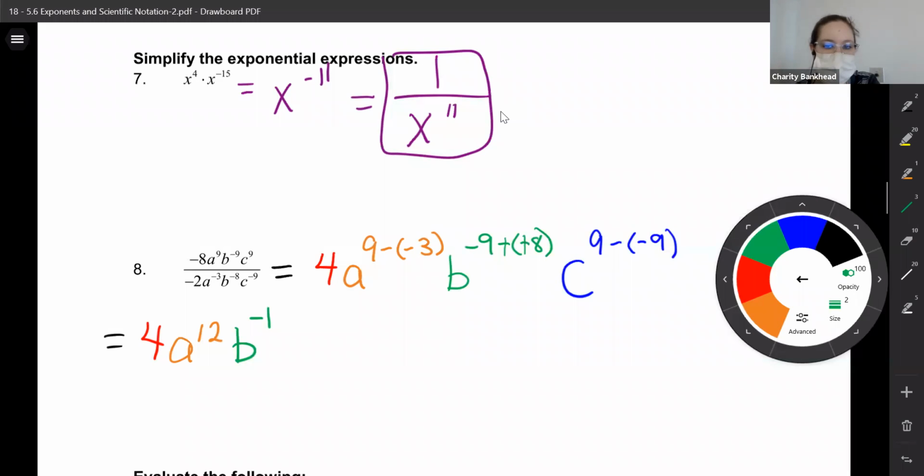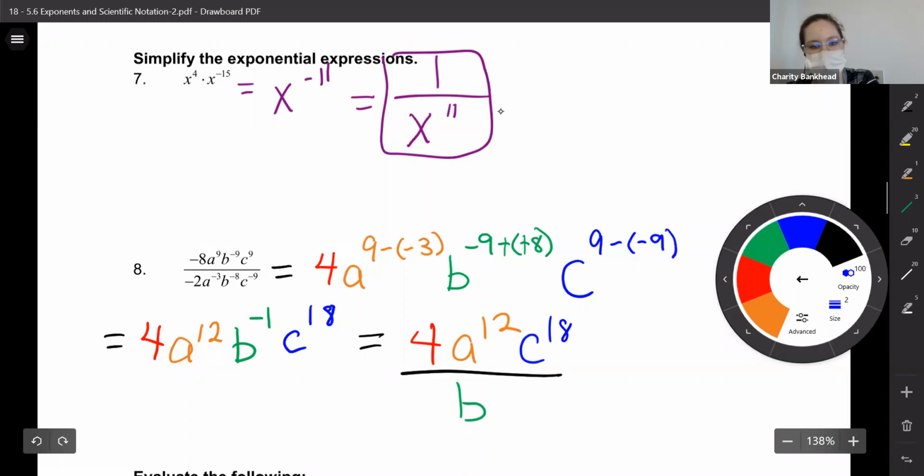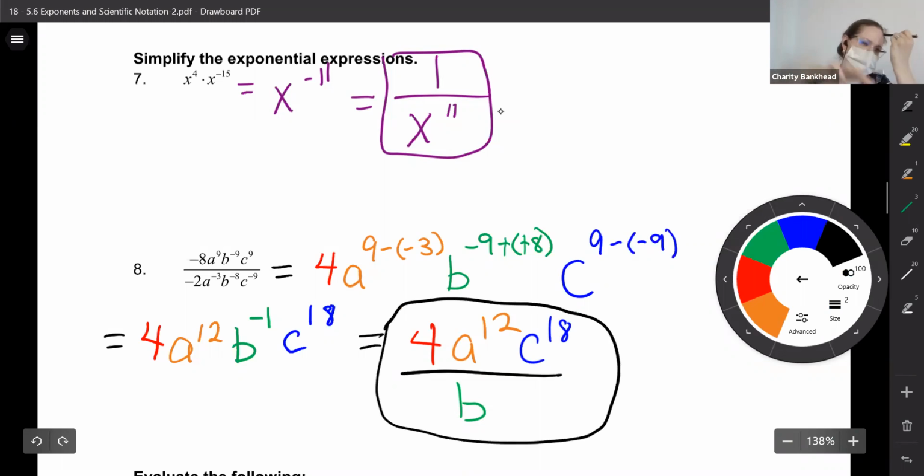All right. And then we have, okay, so that'd be 9 plus 9, so that would be 18. All right, and then we do want to not have a negative exponent, so we take that one down. So we end up with 4a to the 12th, c to the 18, all over b.